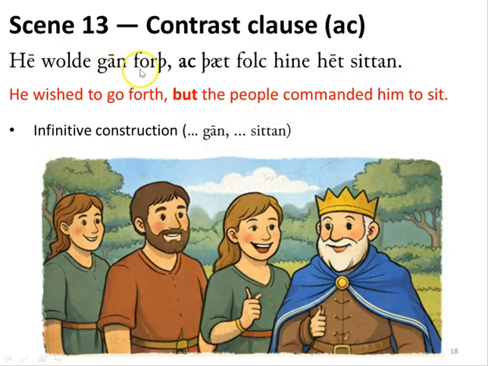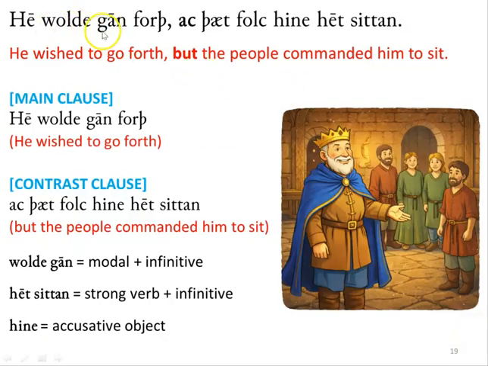Okay. The infinitive construction is that we've got a gaan here near the end, and you've got sitan here, which is the infinitive form, and it's called an infinitive construction. All right, so he wolde gaan forth, ak that folk hinne heet sitan. He wished to go forth, but the people commanded him to sit. Okay. You notice here, you've got hate, sitan. You've got the two verbs at the end. Just the way it works out this time around. He wolde gaan forth. He wished to go forth.